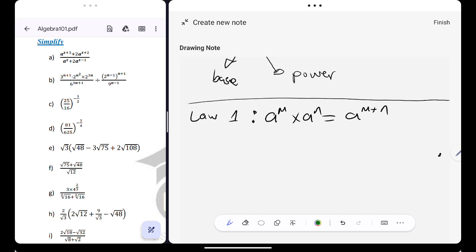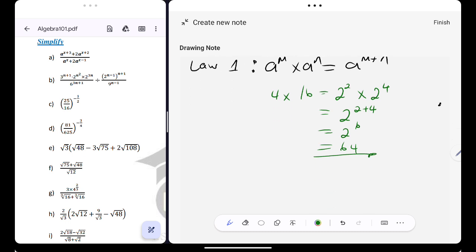For example, let's say 4 multiplied by 16. 4 you can write as 2 squared. 16 you can write as 2 to the power 4. Just take one base and then add the exponents. You'll get 2 to the power 6. When you punch 2 to the power 6, you'll get 64. So if ever you're multiplying two bases that are the same, you can just take one base, then you add your exponents.